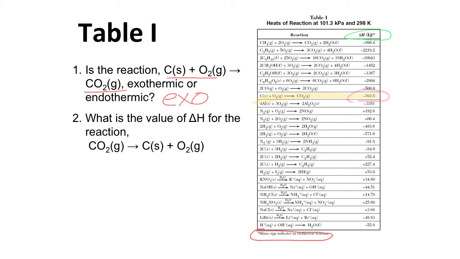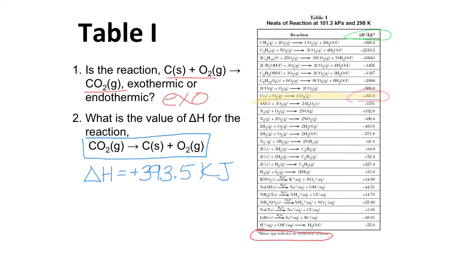Now, question number 2 asks about pretty much this exact same reaction. The only difference is this is the reverse of the previous reaction. So since we are reversing the reaction, we would then flip the sign and it now would be positive 393.5 kilojoules. So since we reversed the reaction from how it was written on here, we have to reverse the sign.